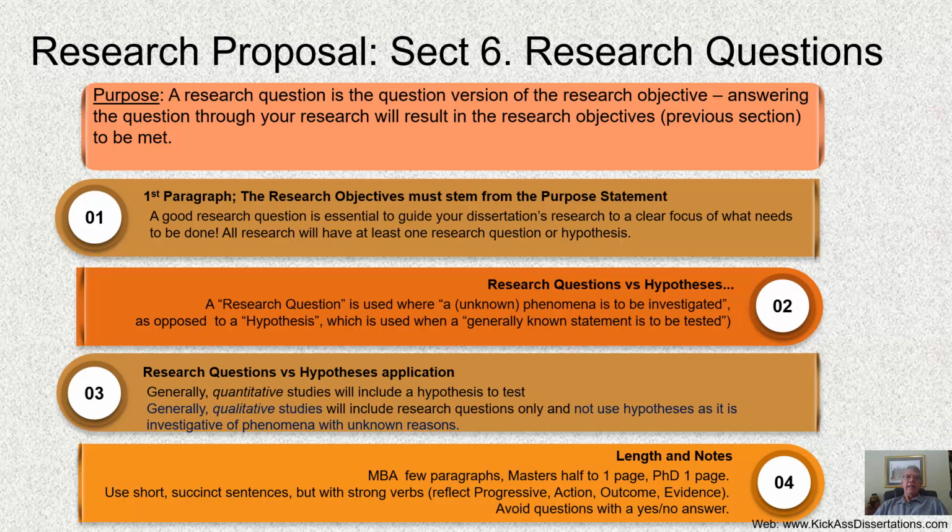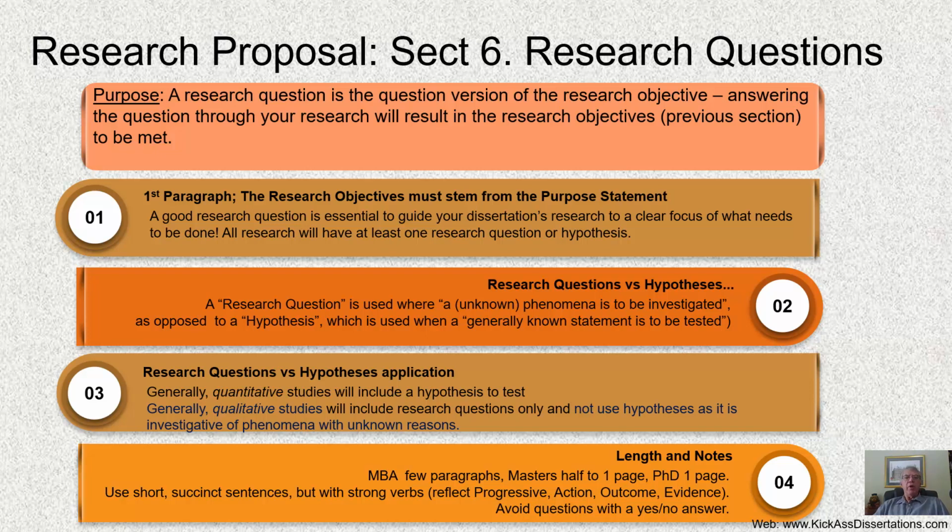So this is section 6 of your research proposal, and it deals with your research questions. Just to provide you context here, this section follows section 5, which dealt with your research objectives. Your research objectives were the detailed objectives that you wanted to meet with your research study. Now we're dealing with the research questions relating to this. These research questions have to be answered by your study in order to achieve the research objectives that were stated in the previous section.